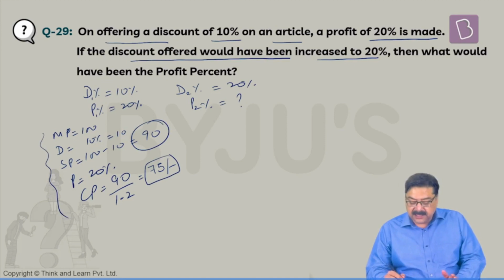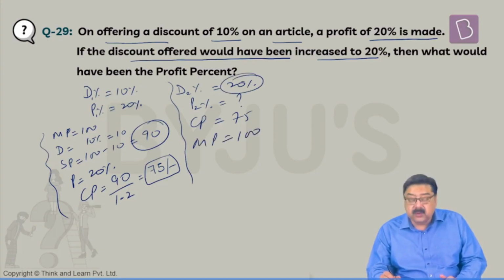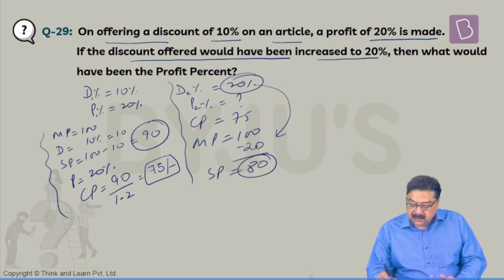Now this is from the first case we calculated the cost price. Now let us employ this in the second case when MRP is 100 rupees, cost price is 75, discount is 20%. So 20% discount means rupees 20. So selling price here is 80. Now selling price is 80, cost price is 75.